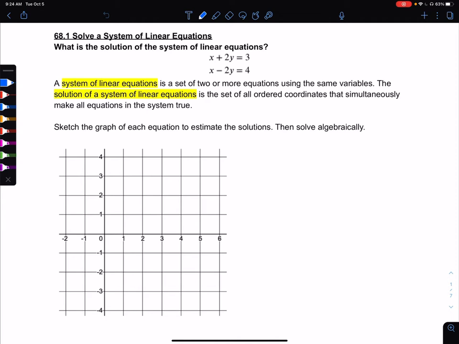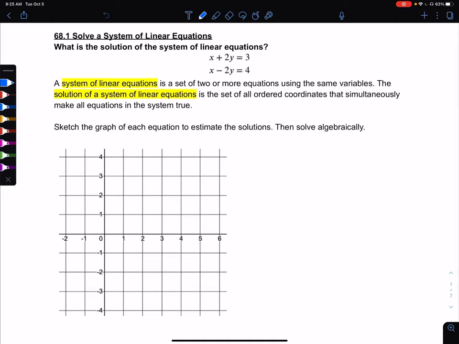A system of linear equations is a set of two or more equations using the same variables, and the solution of a system of linear equations is the set of all ordered coordinates that simultaneously make all equations in the system true. So there could be multiple solutions to a system. For this specific system, there's only going to be one solution, but it is possible to have multiple solutions.